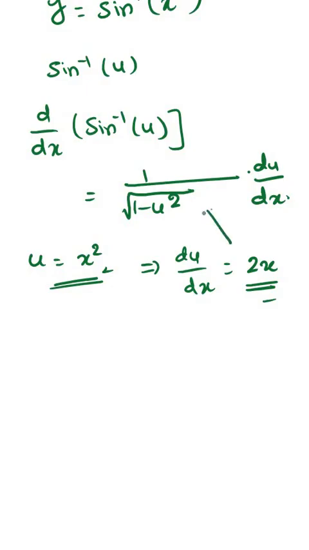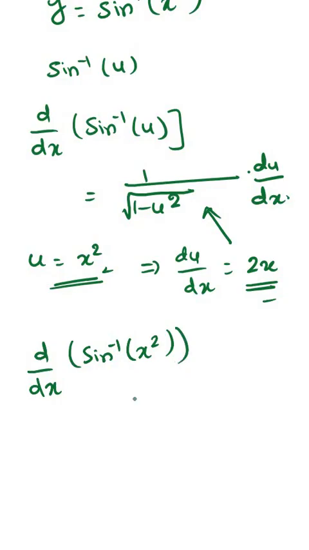In this, d by dx of sin inverse x square is equal to 1 by square root of 1 minus x square the whole square, into 2x.